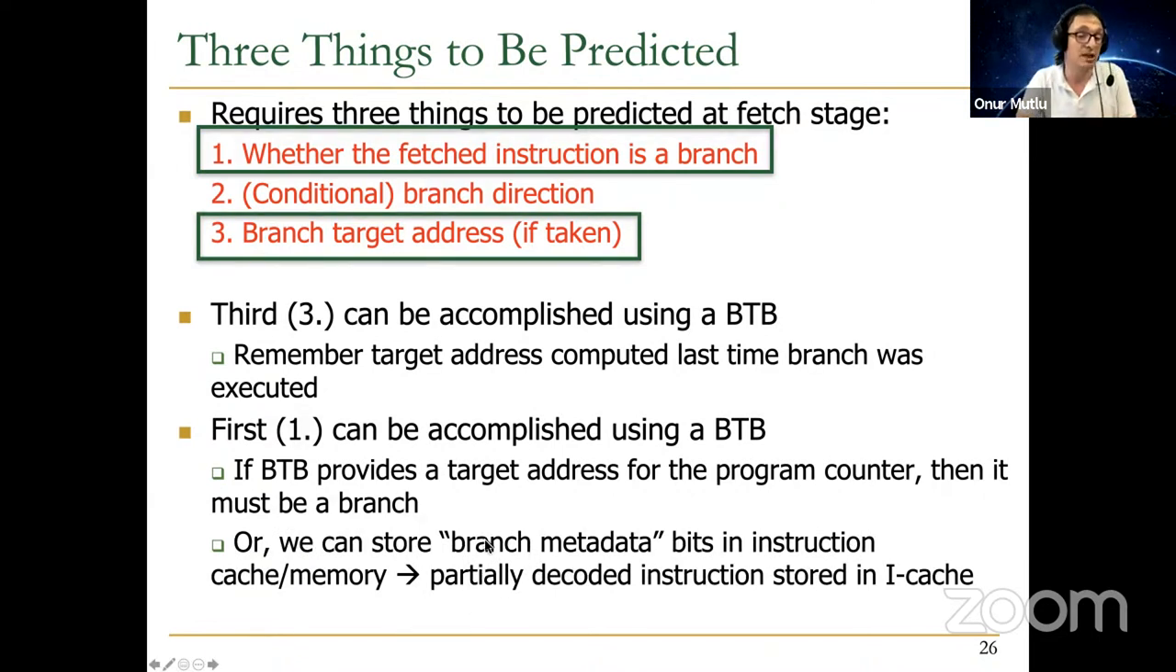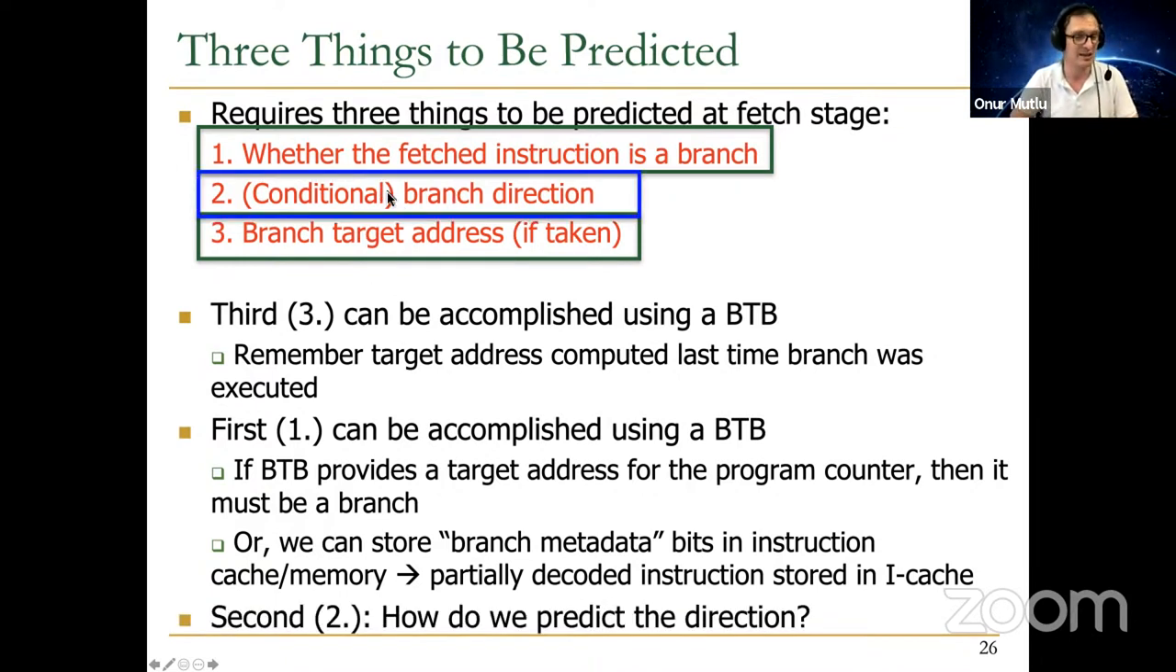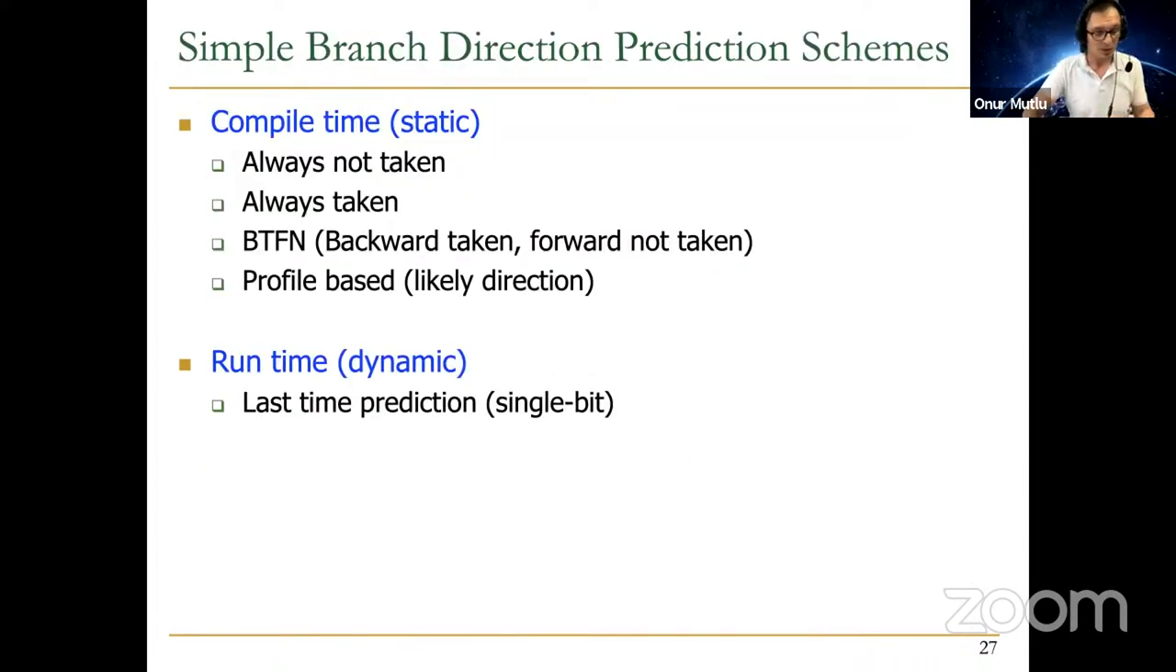Or basically, we can store branch metadata bits in the instruction cache or memory, partially decoding the instruction and storing it in the iCache. I'm not going to go into this approach, but some processors actually take this approach also. That leaves us with the conditional branch direction, which is the hardest part. How do we predict the direction? So we're going to cover a bunch of different techniques. Basically, we're going to start with simple ones. These are the simple ones. We're going to talk about compile time or static direction prediction schemes.